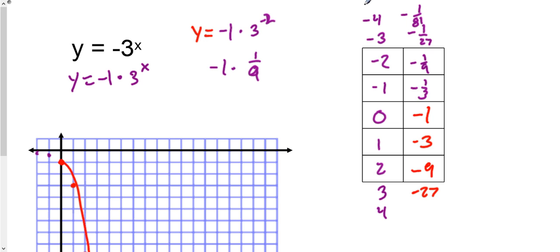You could pick any really large number, like -100. I have no idea what 3 to the 100th power is. Let's see, 3 to the 100th power, 1 divided by that answer. Alright, if we were to put 3 to the -100th power, it would be 48 zeros.